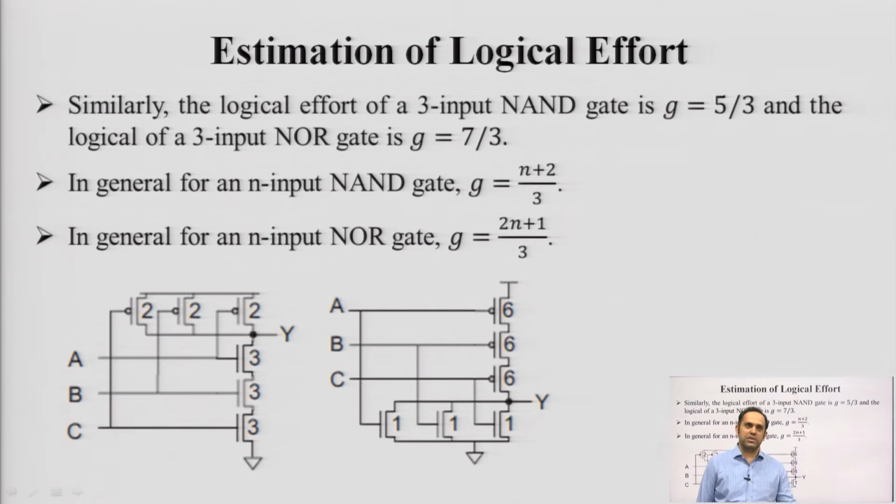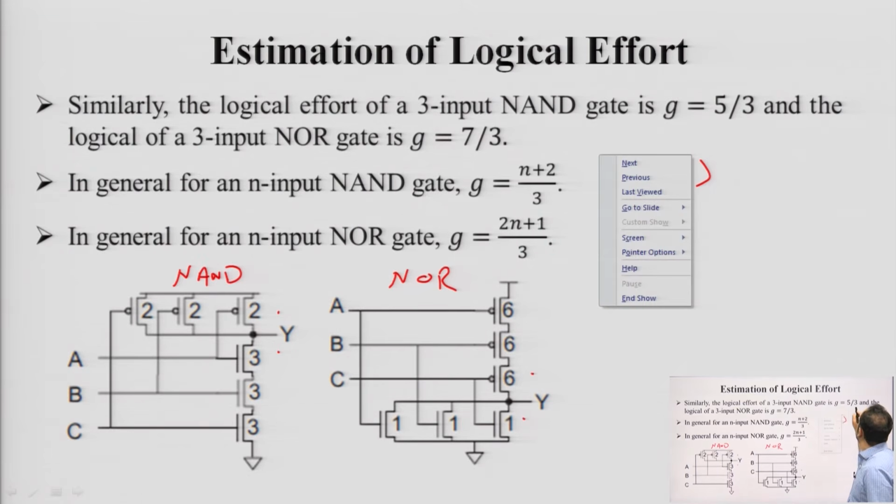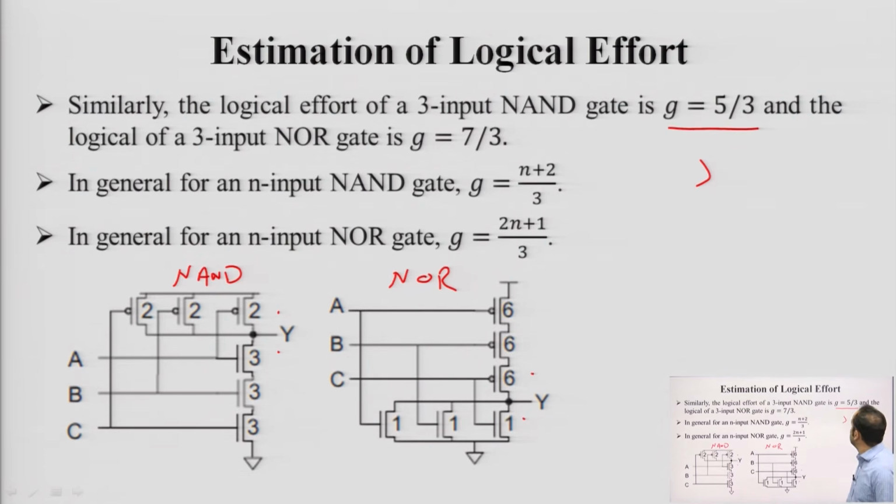Similarly, for a 3 input NAND gate, each input sees an input capacitance of 2 plus 3, 5 units. So this is a 3 input NAND gate and this is a 3 input NOR gate, and each input in a 3 input NOR gate sees 6 plus 1, 7 units of input capacitance, and a similar inverter is going to provide 3 units of input capacitance. So for a 3 input logic gate, if you have a NAND operation, the logical effort is 5 by 3, and for a NOR gate it is 7 by 3.